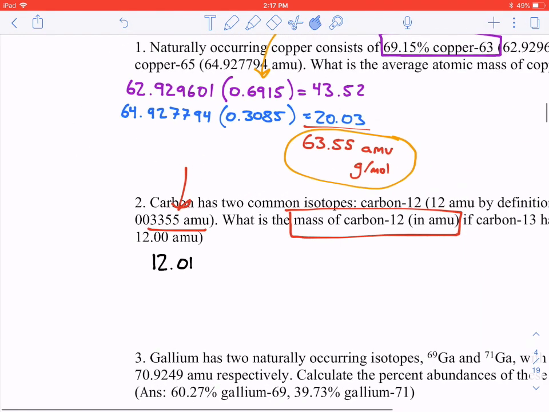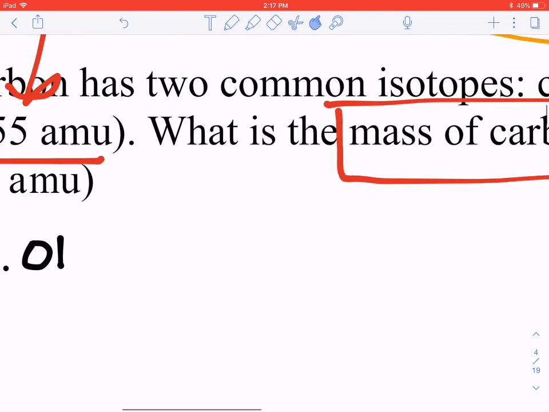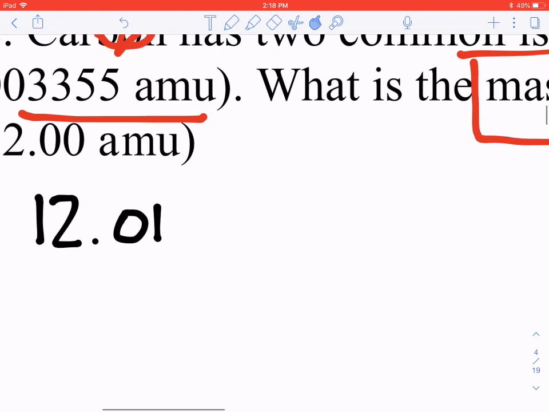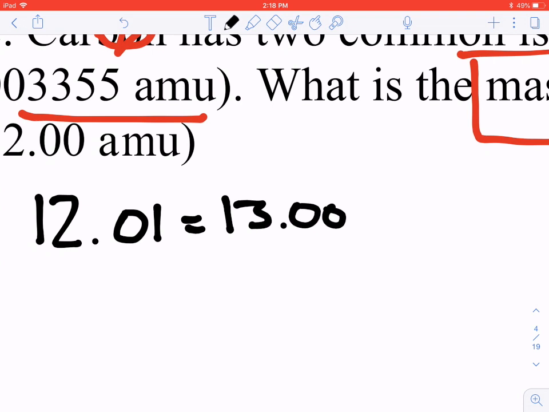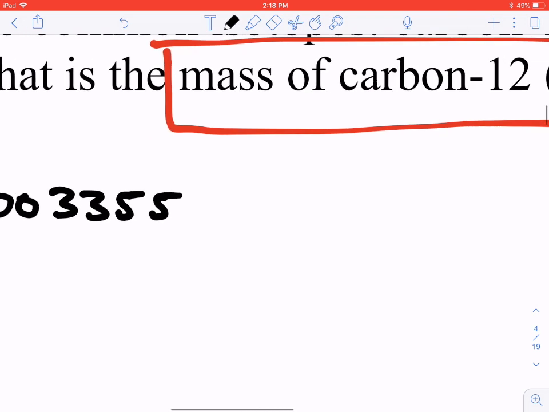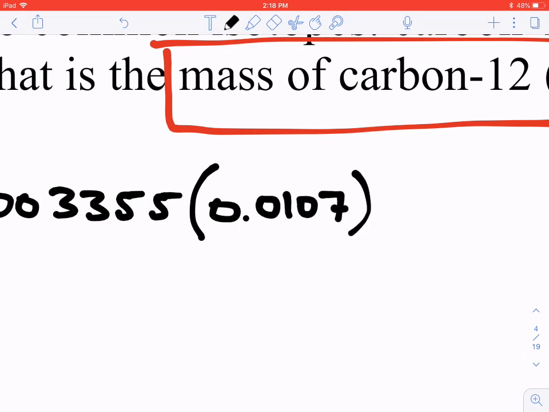So carbon has a molar mass of 12.01. In problem number 1, we were solving for that answer, right? We were solving for that number that shows up on the periodic table. So how did we get there? Well, we took the mass times the relative abundance of the first isotope. So let's pretend we're dealing with carbon-13. The mass of carbon-13 was given in the problem. It's 13.003355. And we were also told that that isotope occurs about 1% of the time. So in decimal form, 0.0107. That's how often carbon-13 occurs.